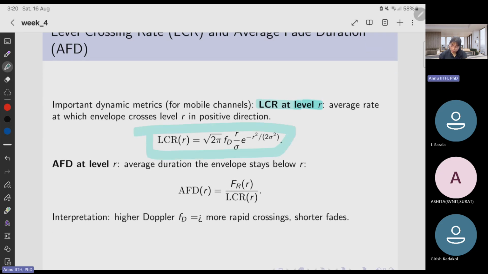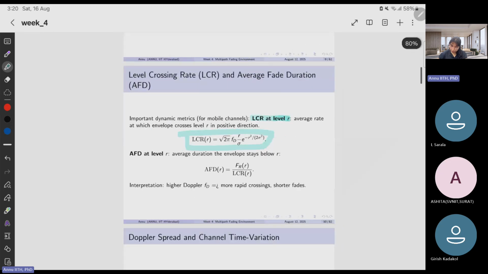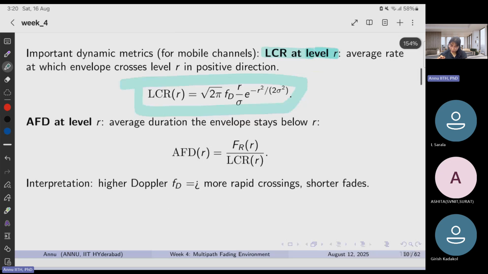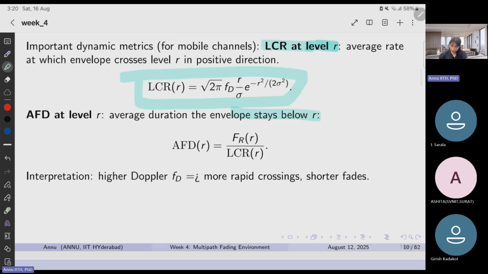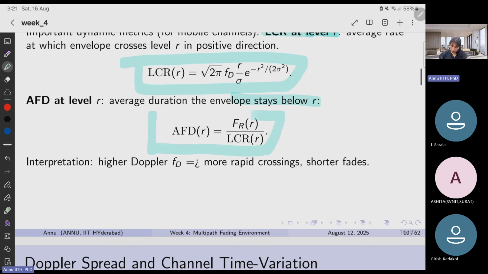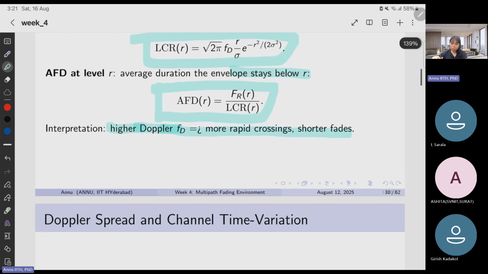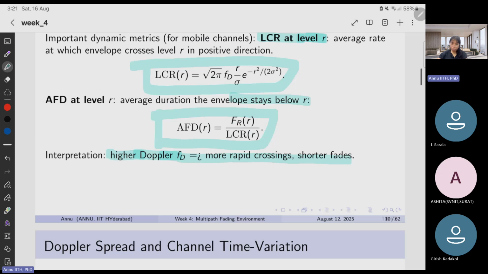Similarly, there is a term called average fade duration. At level R, for these two, you are defining the level. The average duration for which the envelope stays below R is that. AFD of R is equal to F_R of R divided by LCR. The interpretation is that higher Doppler f_D means more rapid crossings and shorter fades. So we are defining two metrics and the Doppler frequency.